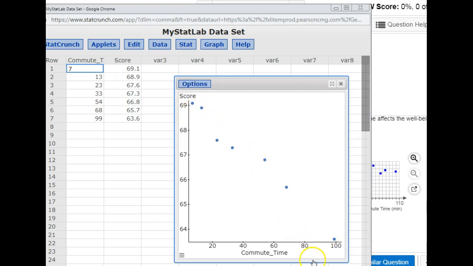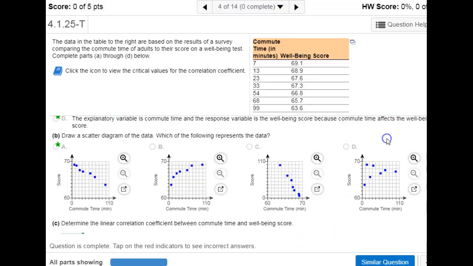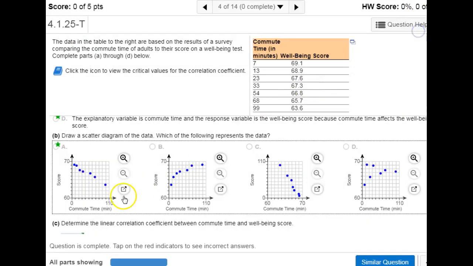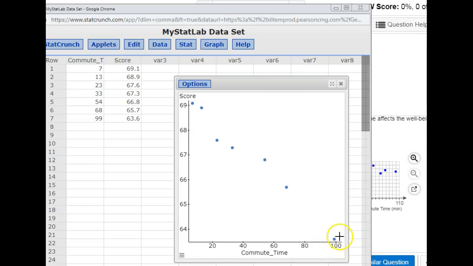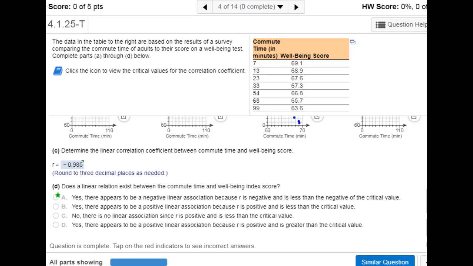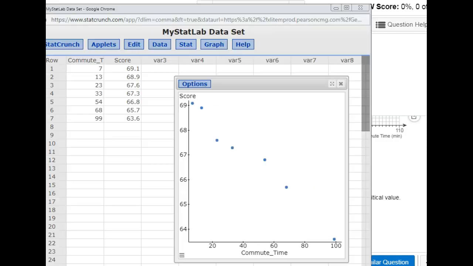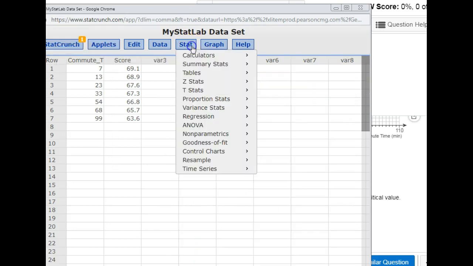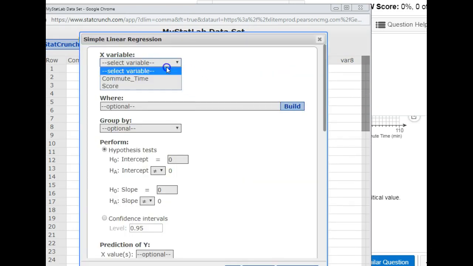It's definitely trending downwards. And we want to match that to the correct graph. So there's only two graphs that are showing a downward trend. And this graph is definitely the correct one. It's got that single point off by itself at the far right end. And here it looks like there's more of a cluster down at the end. And that single point off by itself at the bottom is matching what our scatter plot looked like in StatCrunch.